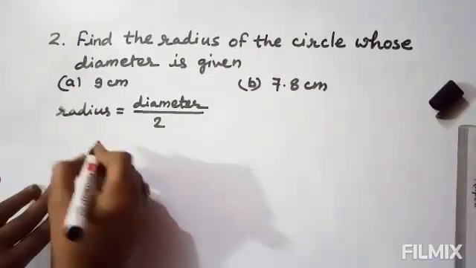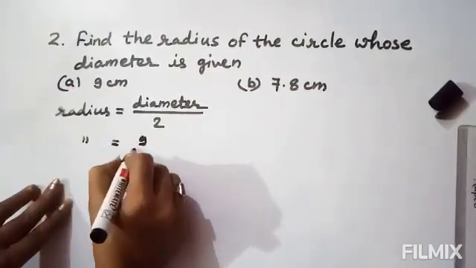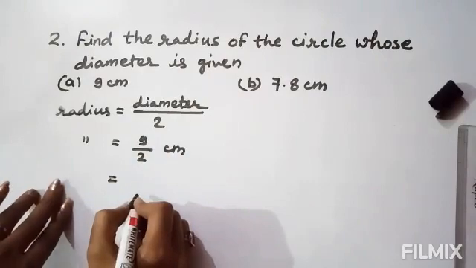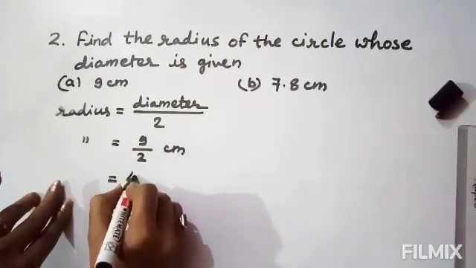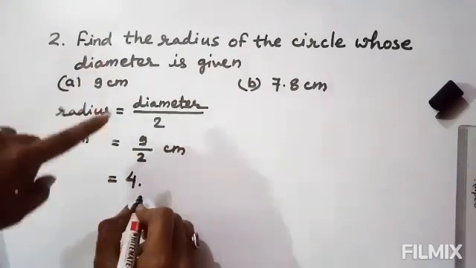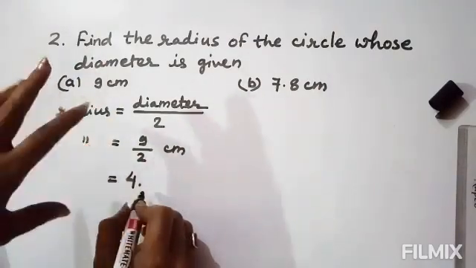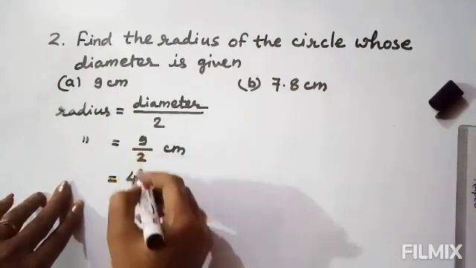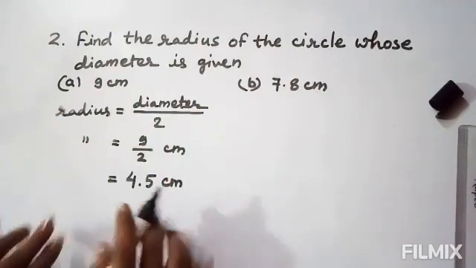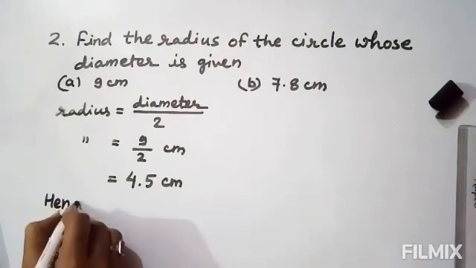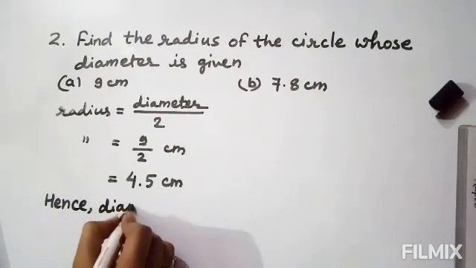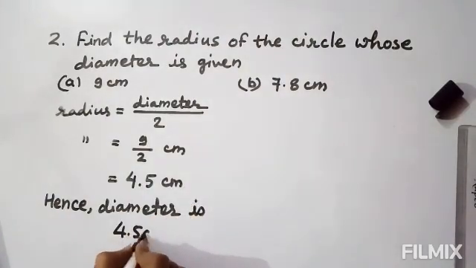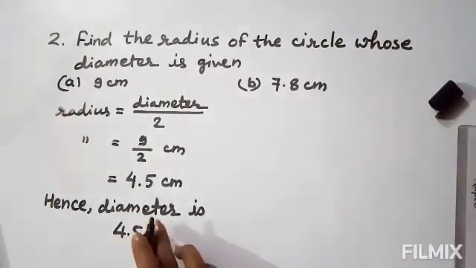Now do this one. Put the value of the diameter given in the question, 9 cm, divided by 2. When 9 is divided by 2, we will get the quotient. 2 4s are 8. 1 will remain. Put the decimal and add 0 to that 1. So it will divide. 2 5s are 10. So it means the quotient will be 4.5 cm. Hence, the radius in this question is 4.5 cm.